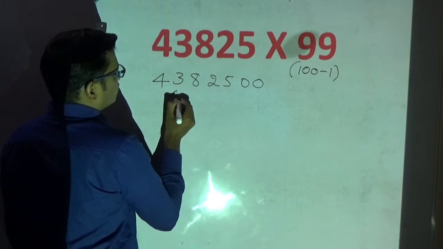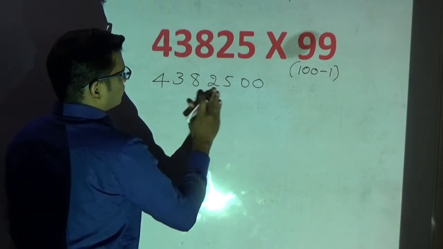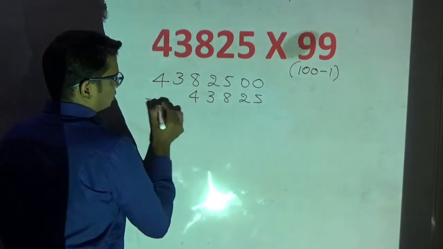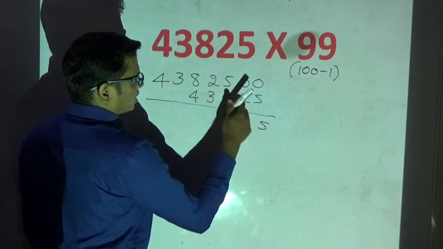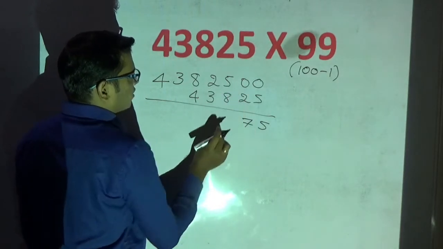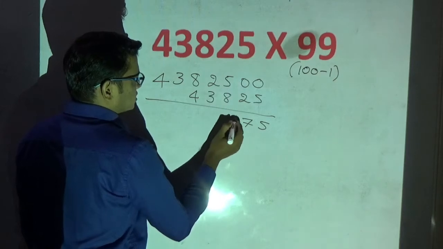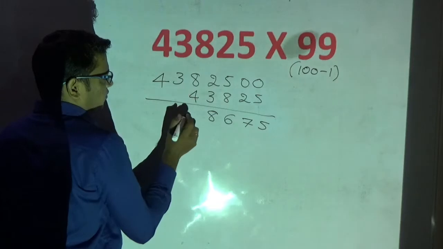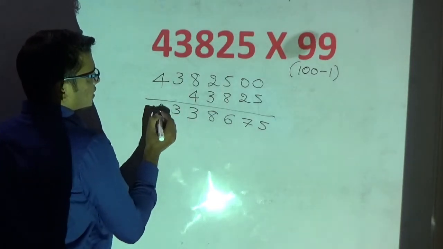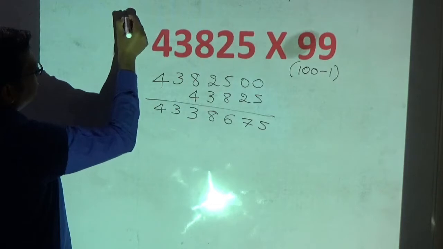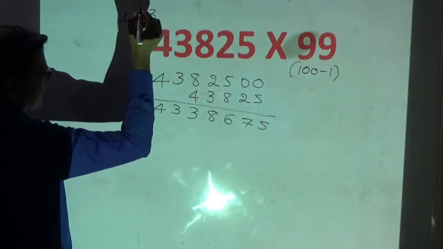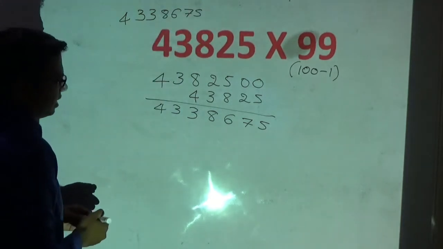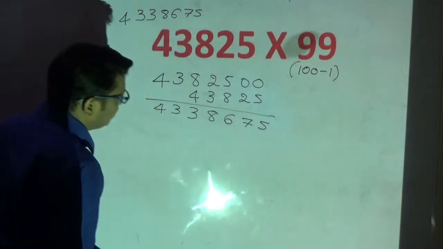That would be 43825. Now you observe. 10 minus 5 is 5. Here 9. 9 minus 2 is 7. Here 4 left out. Therefore take borrow. 14 minus 8 is 6. Okay, here 1 left out. 11 minus 3 is 8. Here 7 left out. This is 3. This is 3 and 4. So the answer for this example is, I will write it here, 4338675. Now I will apply my second method and cross check whether I got the correct answer or not.